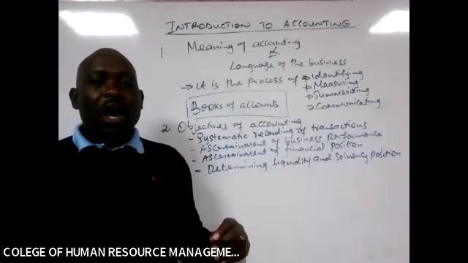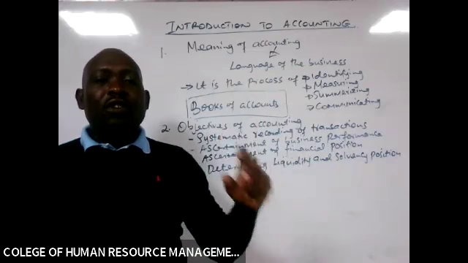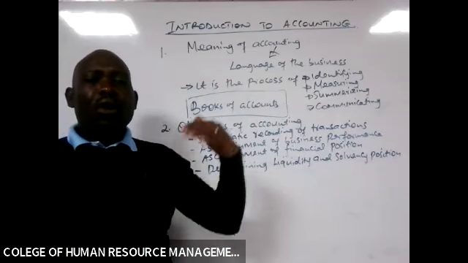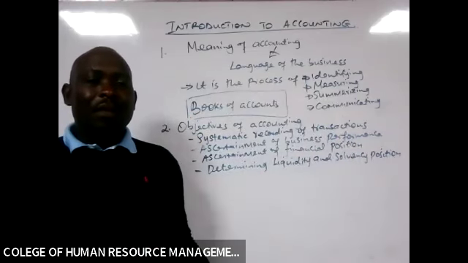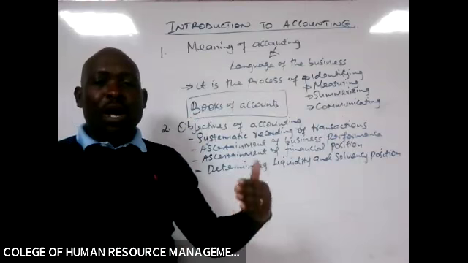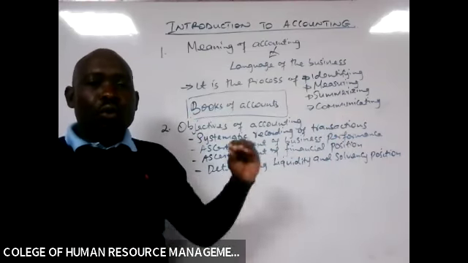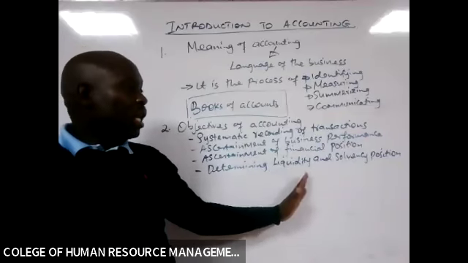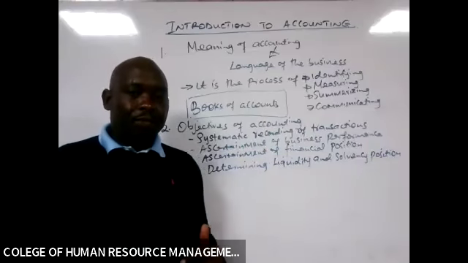On the other side, we have the solvency. The solvency here is the long-term financial stability of the business. Are we able to pay the long-term liabilities or debts as they arise? If that is the case, then we are solvent. Our solvency position is okay. So through accounting, again, we are able to measure our liquidity and our solvency position as a business.